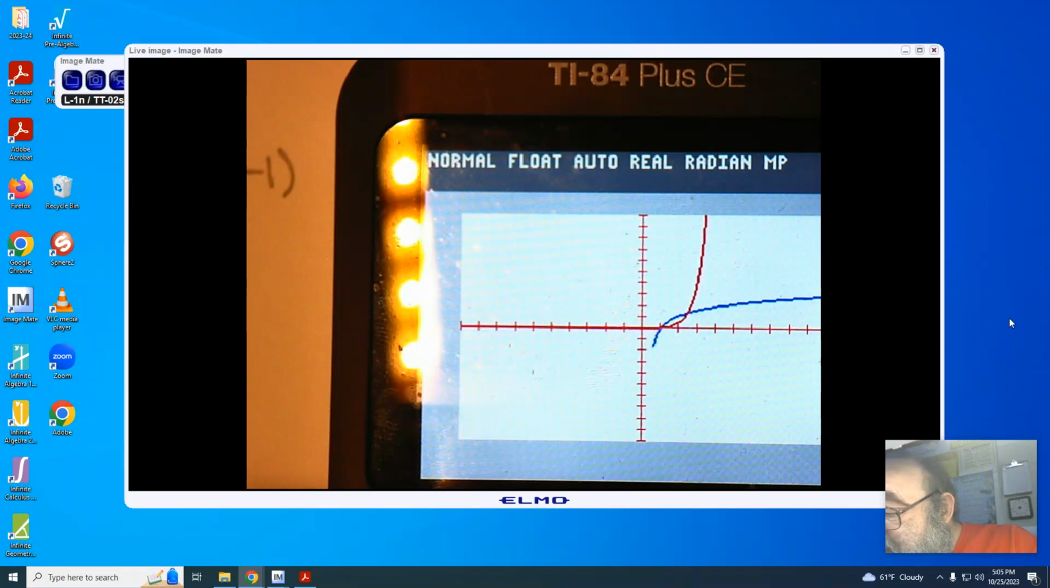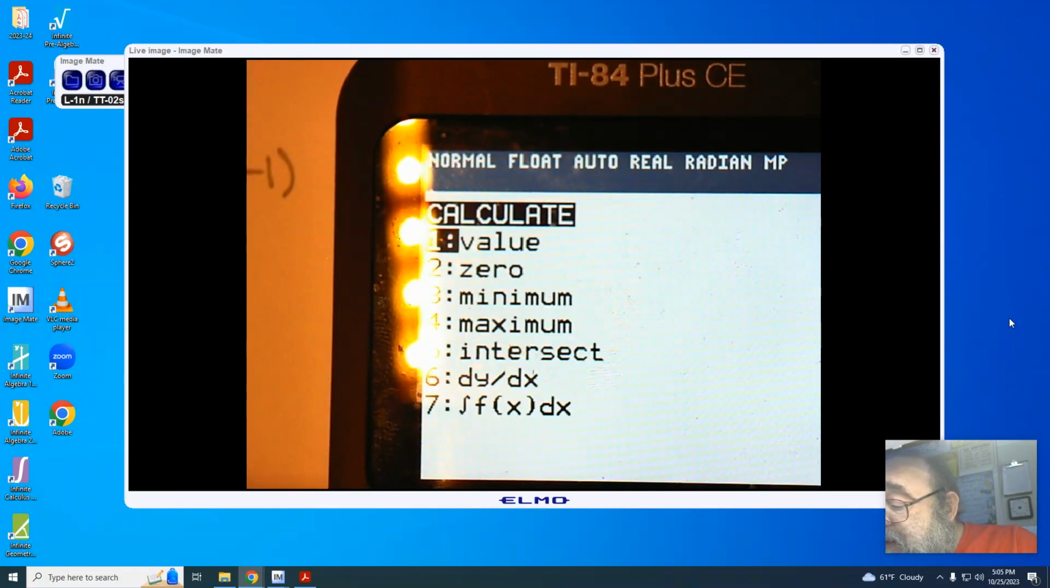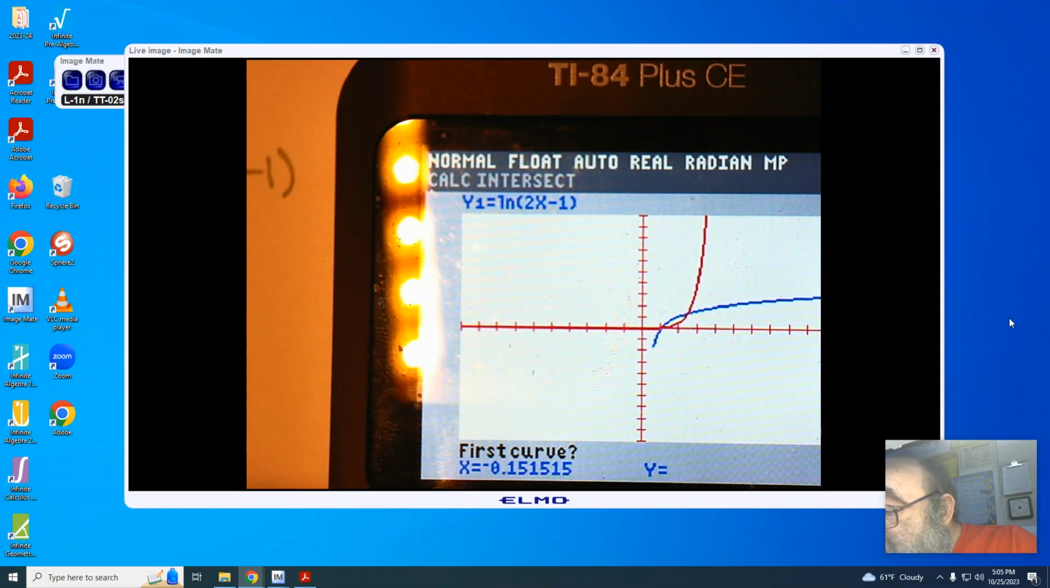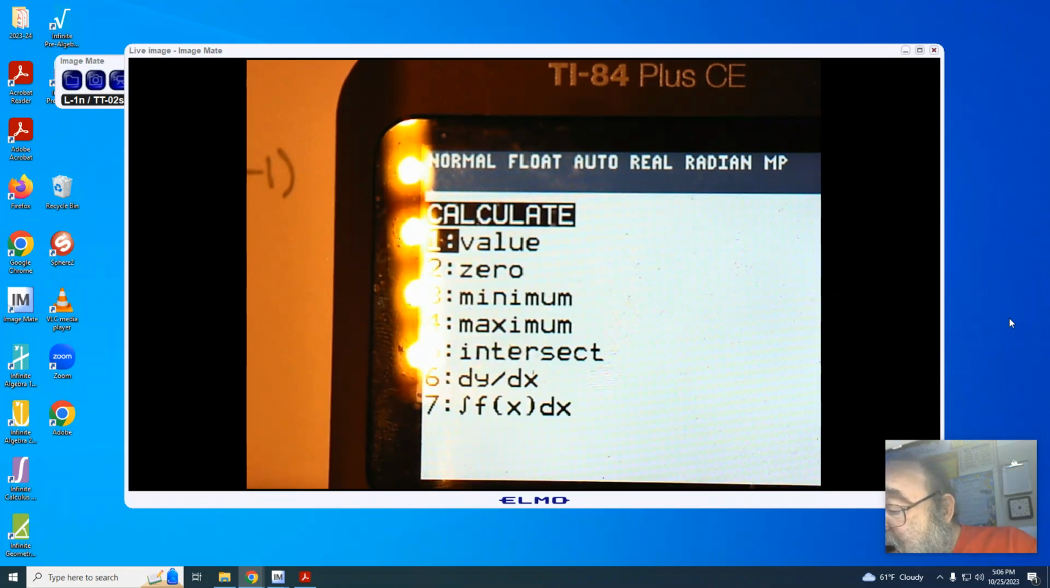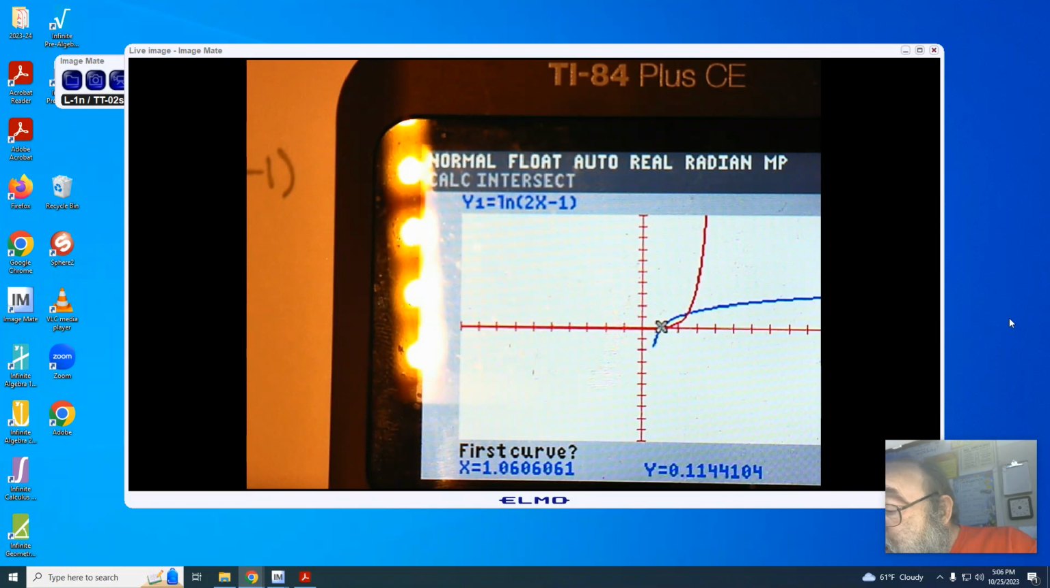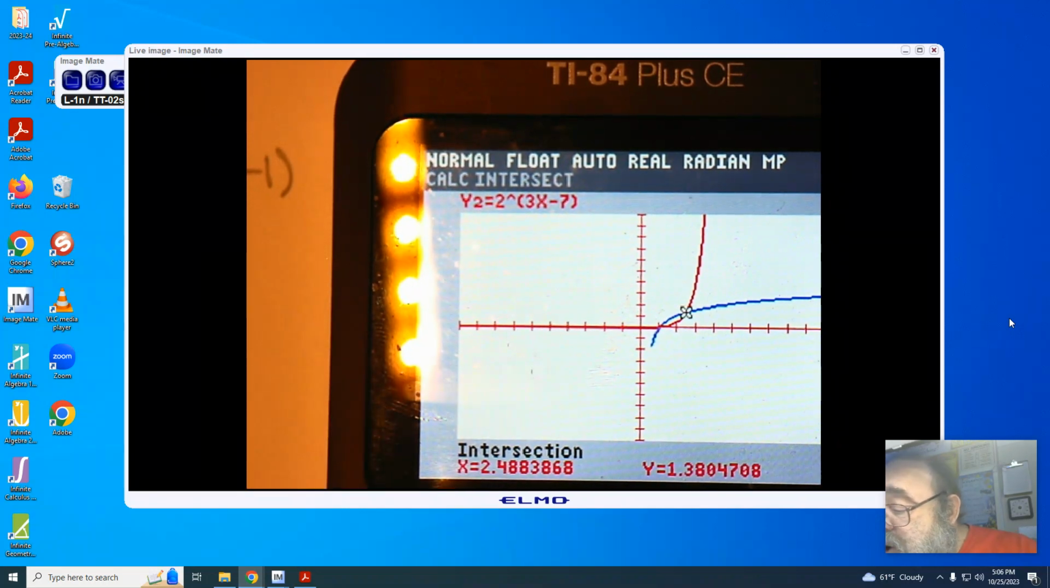We have to find both of them. Second trace, find the first intersection, 5. You want to get over to the right. There it is. Enter, enter, enter. And the first value is 1.0347. We're now going to do it again. Second trace, find the intersection 5. We move over to it and hit enter, enter, enter. And the second intersection is 2.4883. We have to expect that there's going to be at least one, but often there are two.